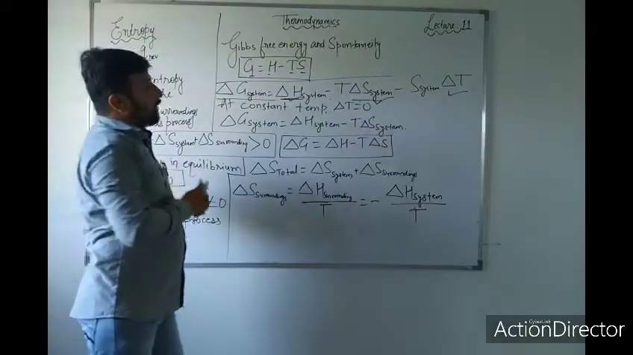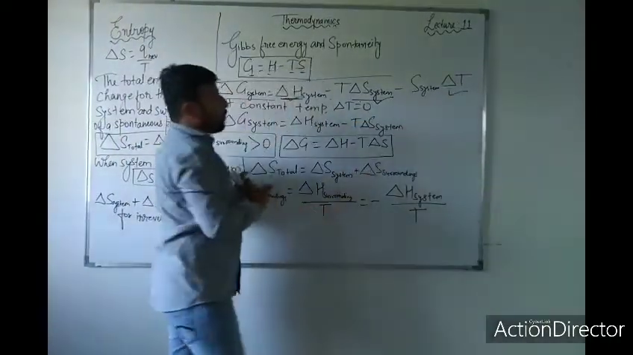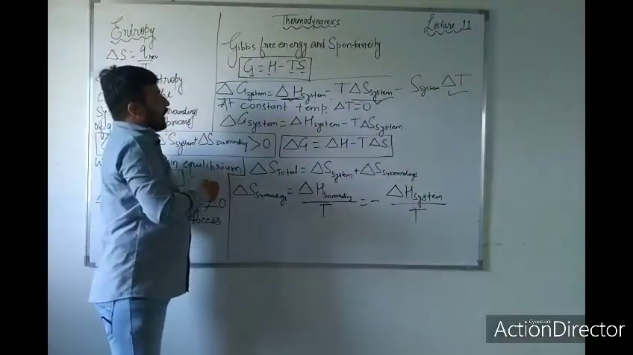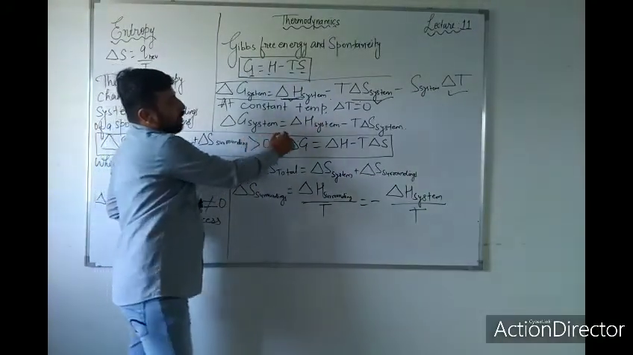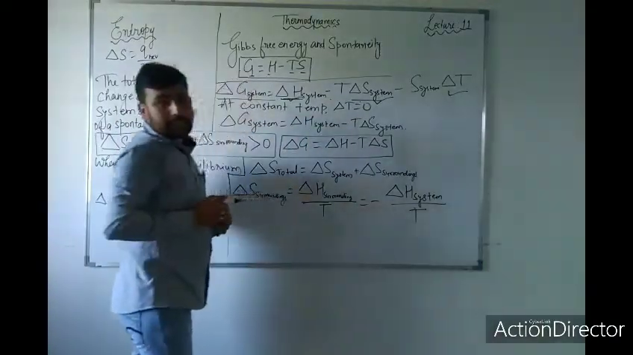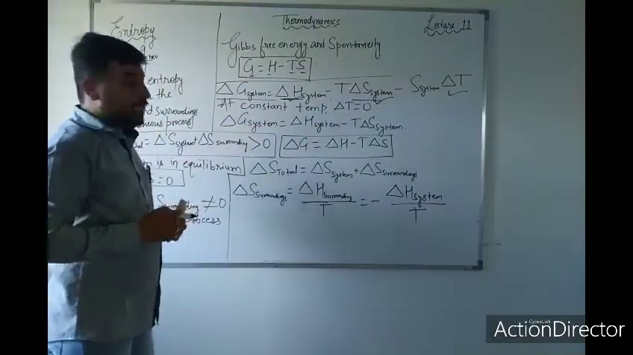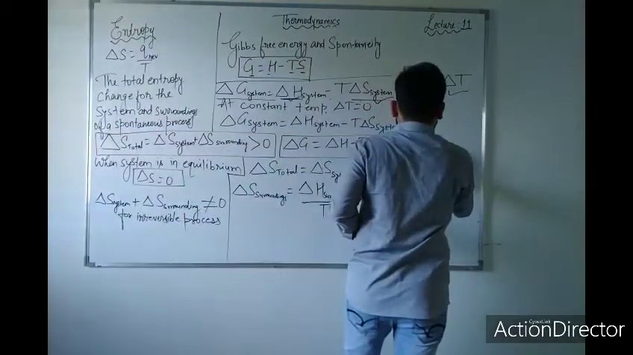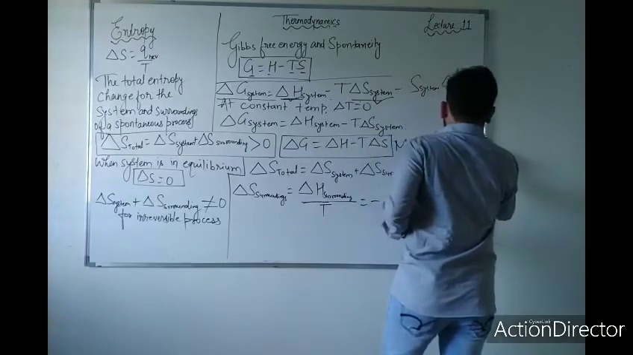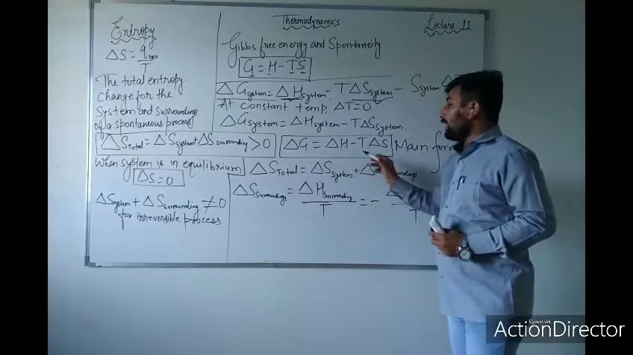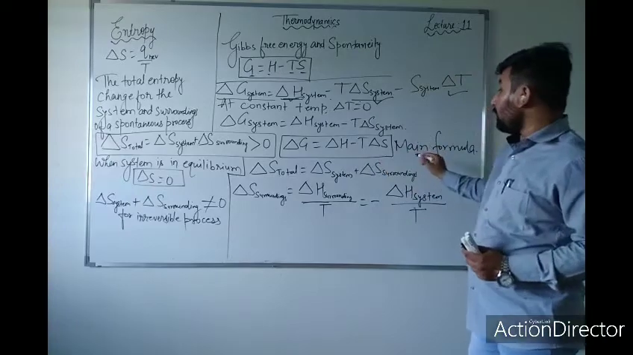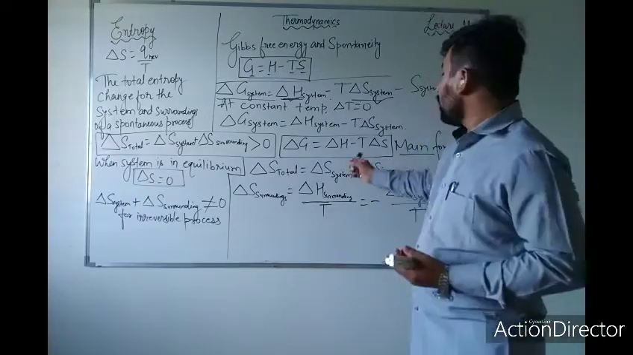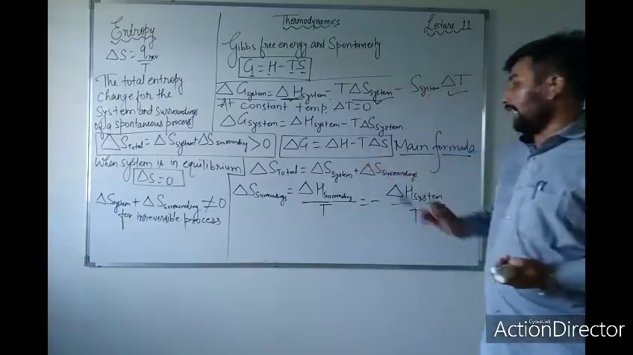If the temperature is constant, then delta T will be 0. So here the Gibbs energy change, delta G system, is equal to delta H system minus T delta S system. This is the main formula, remember everyone. If anybody asks you what the Gibbs energy equation is, delta G is equal to delta H minus T delta S.